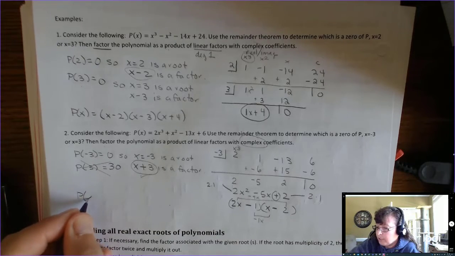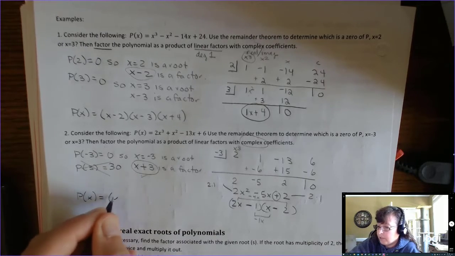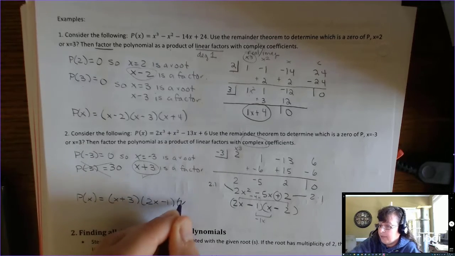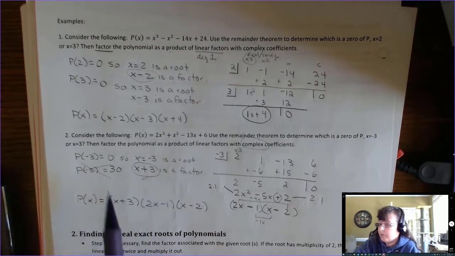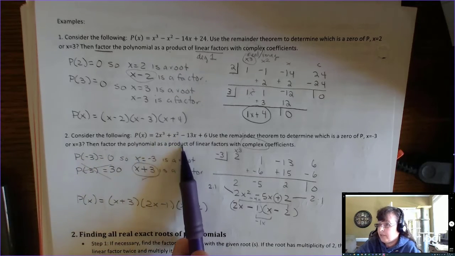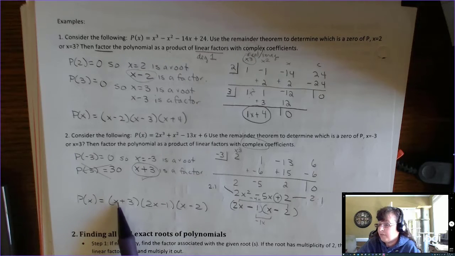Okay, so what does p of x factor into? It's degree 3, so we got 3 factors. We have the x plus 3, we have the 2x minus 1, and we have the x minus 2, and we did what we were supposed to do. We factored it. Not only did we factor it, we factored it as a product of linear factors. X to the 1, 2x to the 1, x to the 1. Those are linear factors.